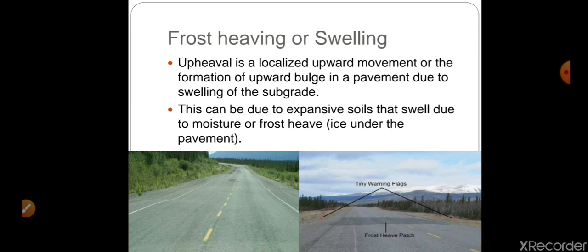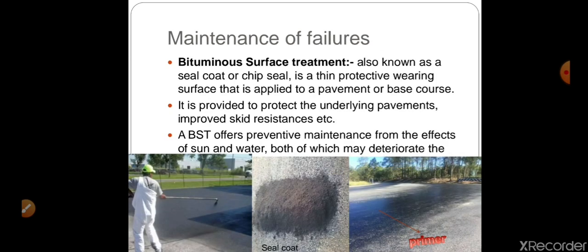Next is frost heaving or swelling. Upheaving is a localized upward movement or the formation of an upward bulge in a pavement due to the swelling of the subgrade. You can see the bulge here at this point. Here you can find the bulge, right? So this is the reason for frost heaving or swelling. This can be due to the expansion of soil that swelled due to moisture or frost heave. Clear? Mostly you find it in the colder regions.